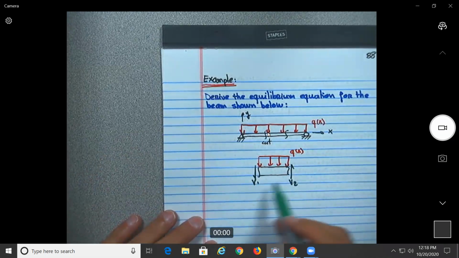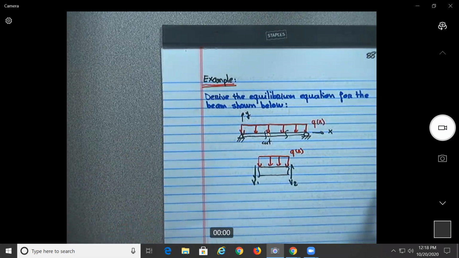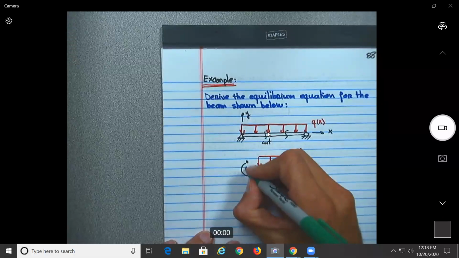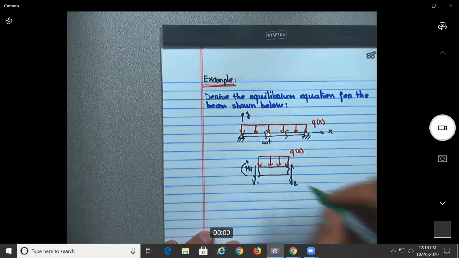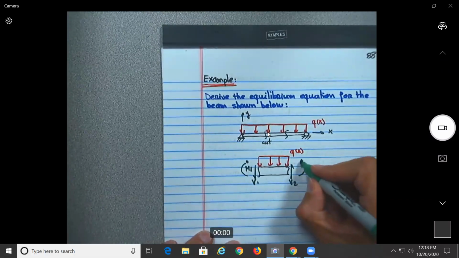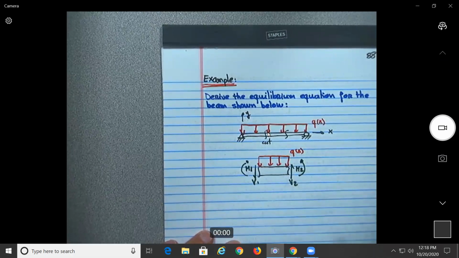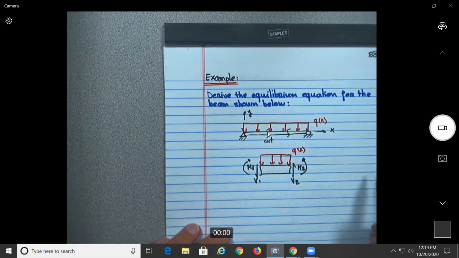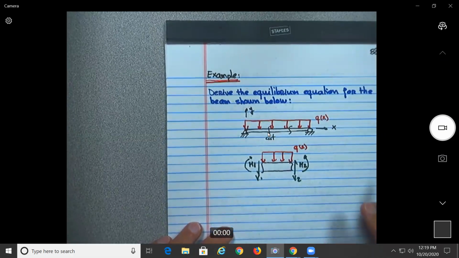Why are these two in opposite direction? Because it should be equal to 0, no? At the end, you still need to be able to apply summation of forces equal to 0. All right? And now, the same thing for the moments. If you have a moment here going clockwise, you need to have a moment going on the other side, counterclockwise. Because again, this needs to be in equilibrium. All right? This object does not need to be moving.